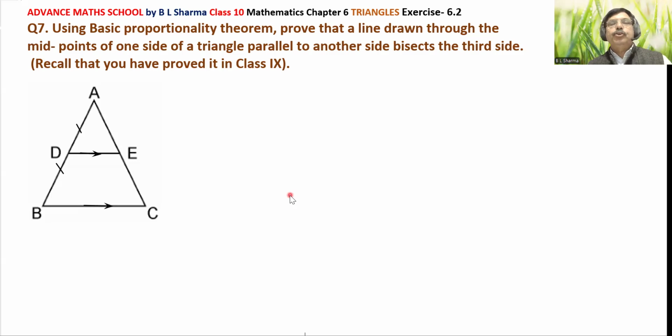Using basic proportionality theorem, prove that a line drawn through the midpoint of one side of a triangle parallel to another side bisects the third side.